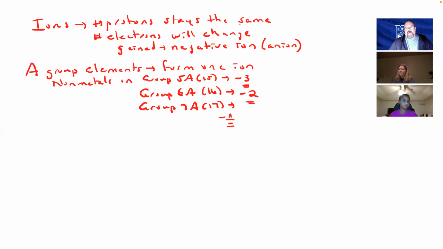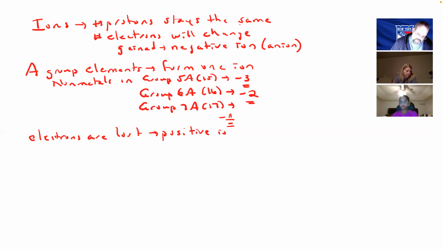So the general thing about nonmetals is that nonmetals will gain valence electrons in order to satisfy the octet rule. And that's why they form those negative ions. Now, on the other hand, if electrons are lost, now you're going to have a positively charged ion, which is what is known as a cation.